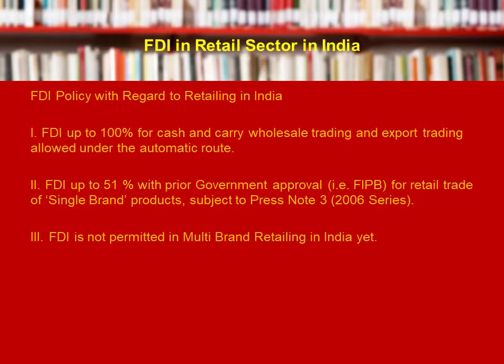FDI policy with regard to retailing in India. 1. FDI up to 100% for cash and carry, wholesale trading, and export trading allowed under the automatic route. 2. FDI up to 51% with prior government approval (FIPB) for retail trade of single brand products, subject to Press Note 3, 2006 series. 3. FDI is not permitted in multi-brand retailing in India, yet.